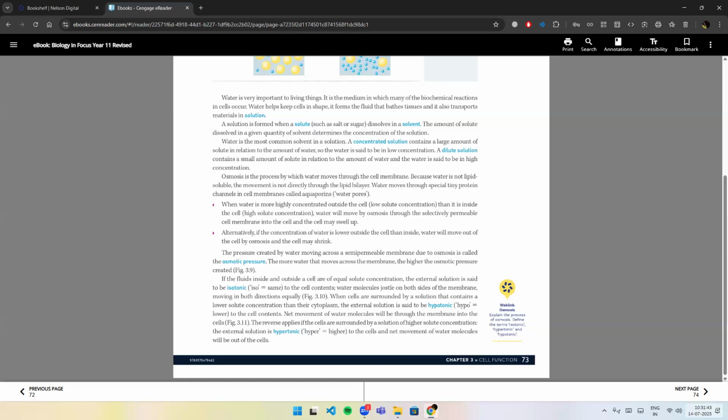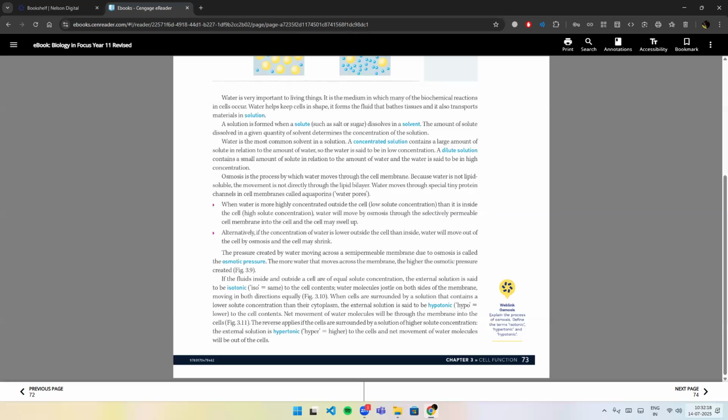Because water is not lipid soluble, the movement is not directly through the lipid bilayer. Water moves through special tiny protein channels in cell membranes called aquaporins or water pores. When water is more highly concentrated outside the cell than it is inside the cell, water will move by osmosis through the selectively permeable cell membrane into the cell and the cell may swell up. Alternatively, if the concentration of water is lower outside the cell than inside, water will move out of the cell by osmosis and the cell may shrink.